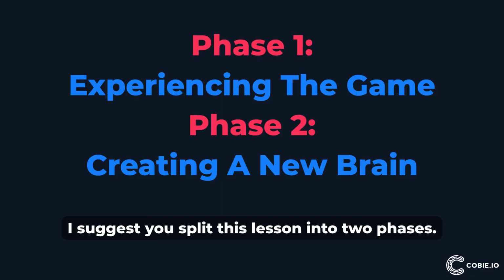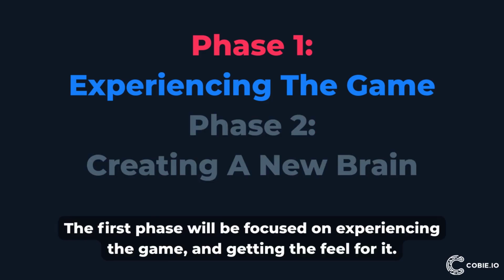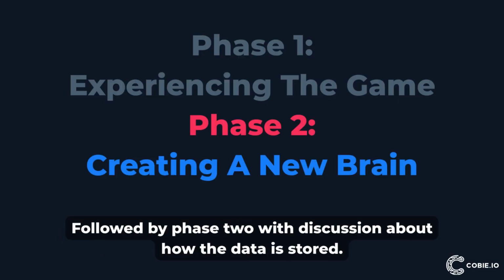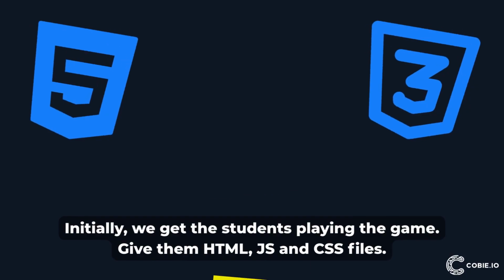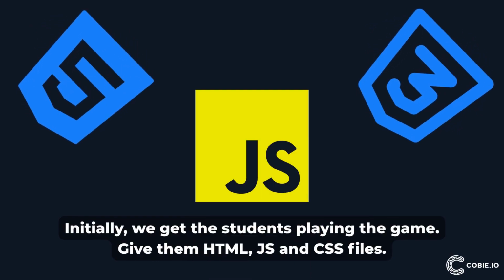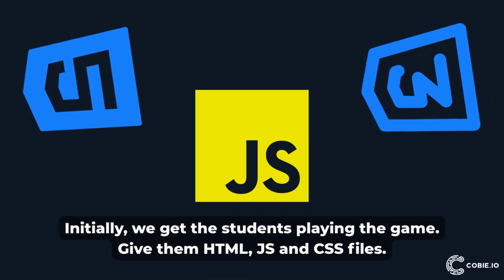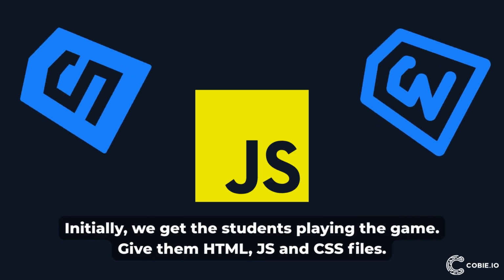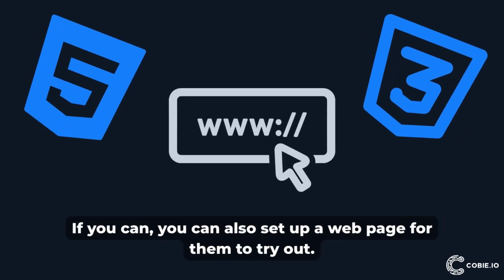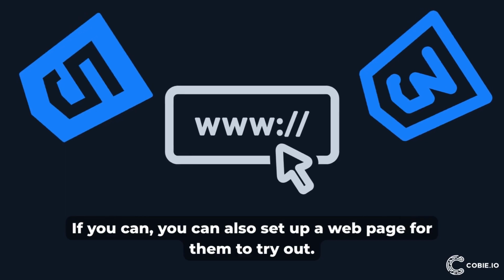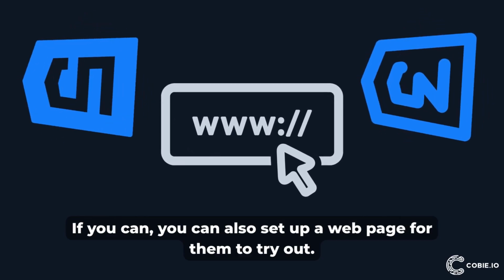I suggest you split this lesson into two phases. The first phase will be focused on experiencing the game and getting the feel for it, followed by phase 2 with discussion about how the data is stored. Initially, we get the students playing the game. Give them HTML, JavaScript, and CSS files. If you can, also set up a web page for them to try out.